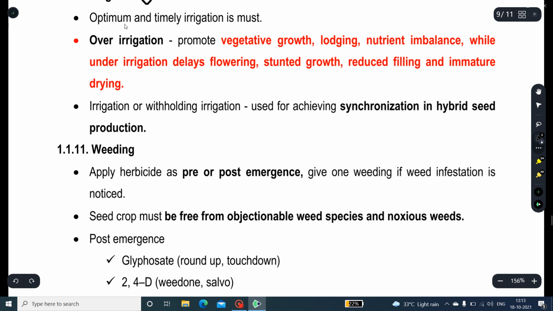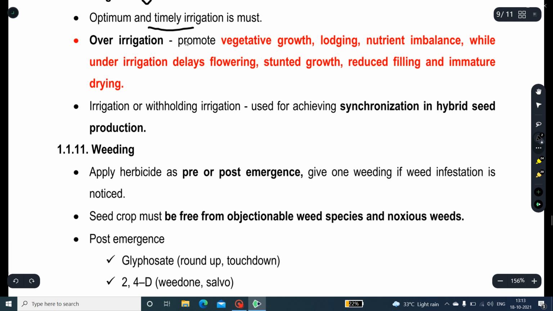Immediately after sowing, irrigate the field if it is a direct sown crop. If it is transplanted, first irrigate the field and then transplant the seedlings. After sowing, irrigate the field on the third day as life irrigation. Thereafter, irrigate once in a week or at 10 days interval, depending upon the water requirement of the crop. So optimum and timely irrigation is a must.